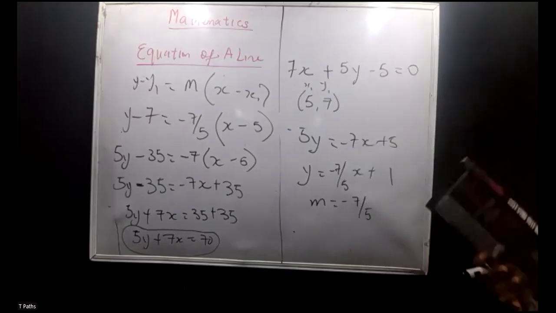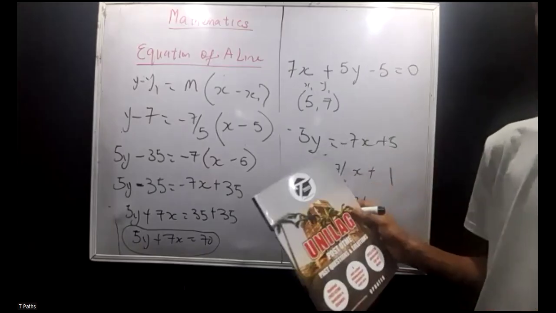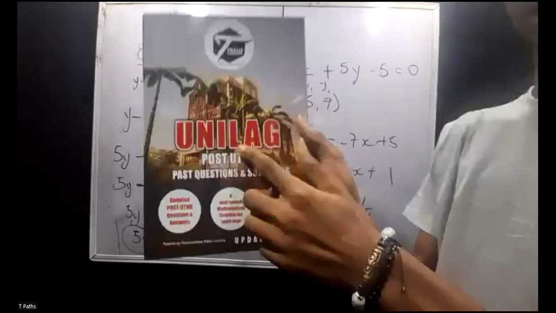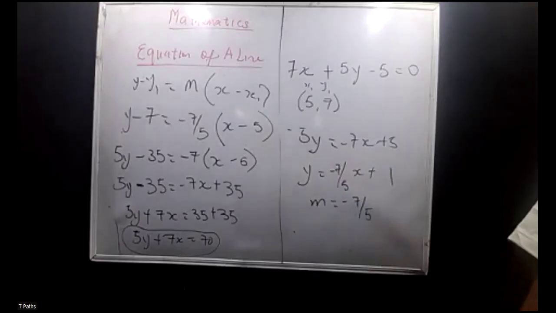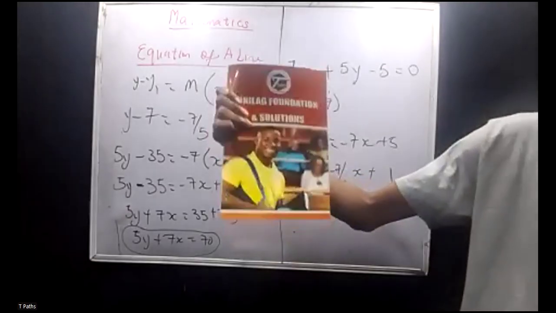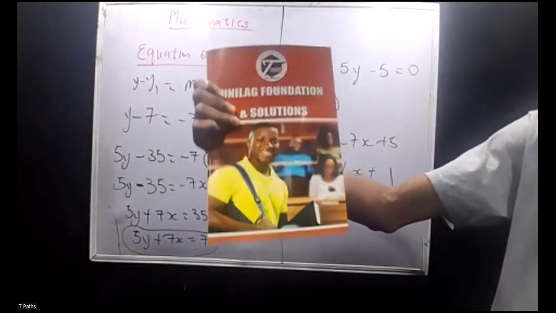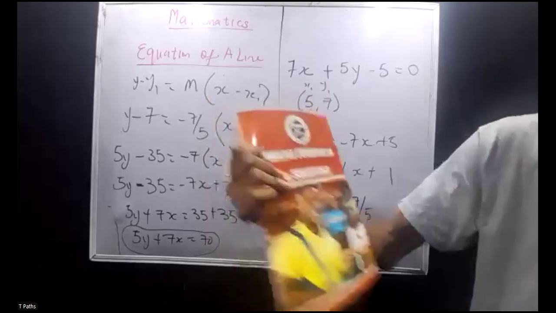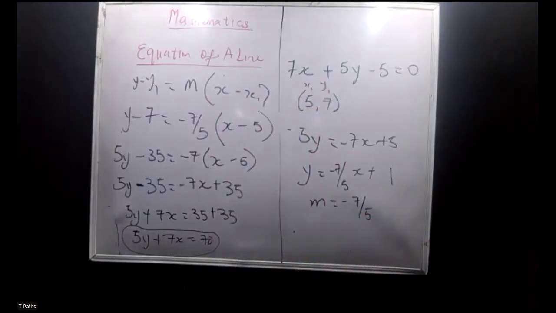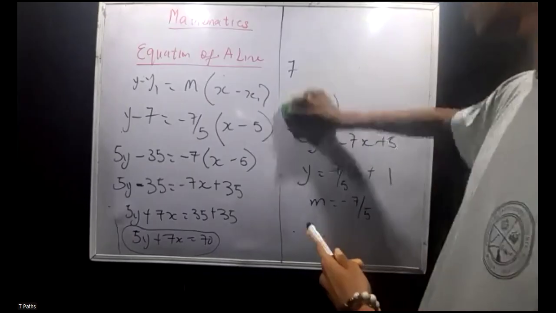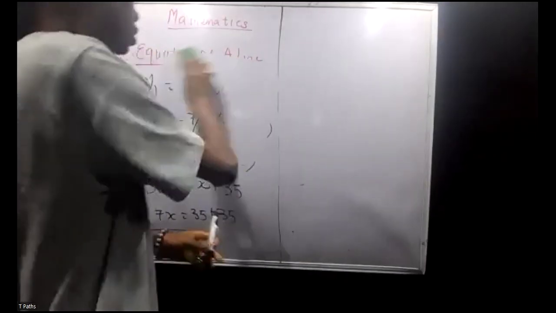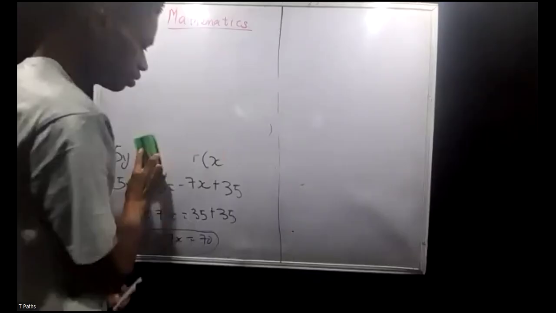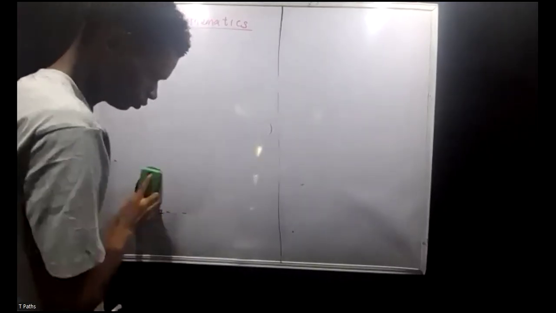So before the end of the class, we can move to another topic, which will be inequality. So if you don't have this past question, once again, this is Unilag foundation past question. You can get it and practice with it. All right. And also this is foundation past questions. We'll be using the foundation past questions too in the class. If you're writing Unilag foundation exams, you can get this past question. All right. So that will be it for equation of a line in today's class.